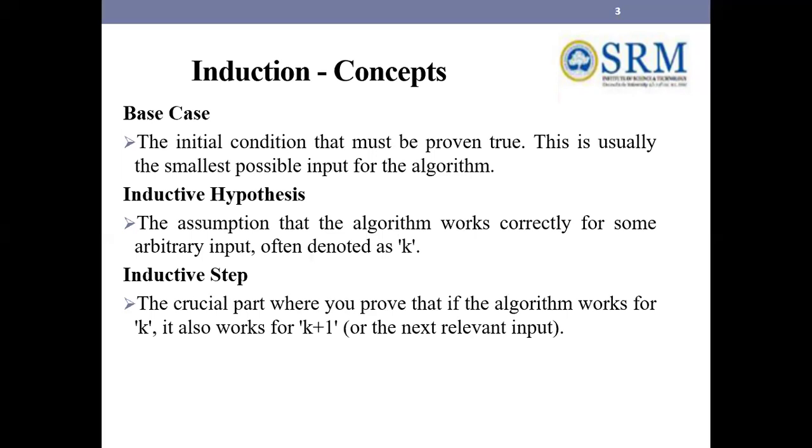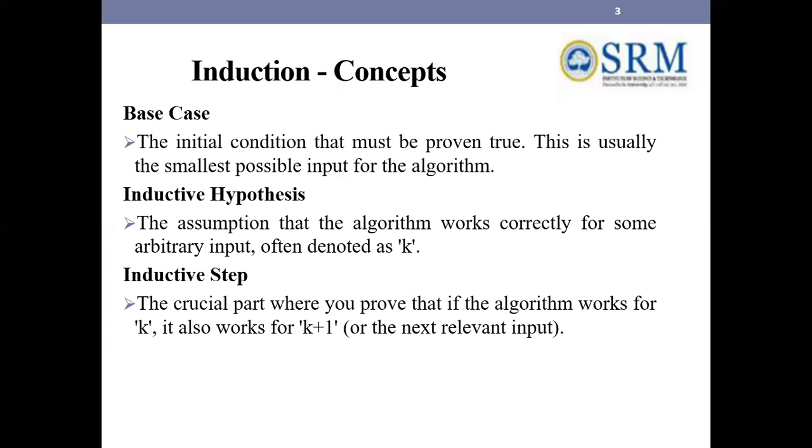And the inductive hypothesis: our assumption is the algorithm works correctly for k size of input. So k is greater than or equal to the minimum number of inputs. We have to assume that the algorithm also correctly works for k size of input. And the next one is the inductive step. What is the inductive step? The critical part, where you prove that the algorithm works for k and also works correctly for k plus 1 input.